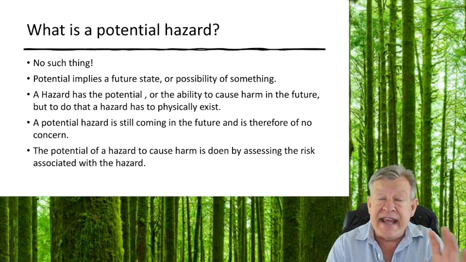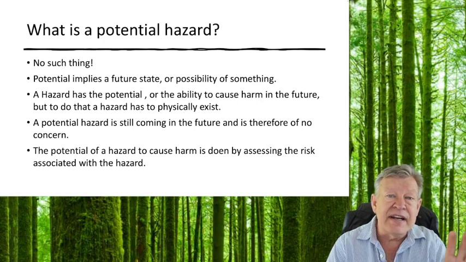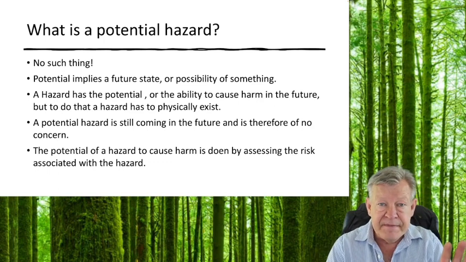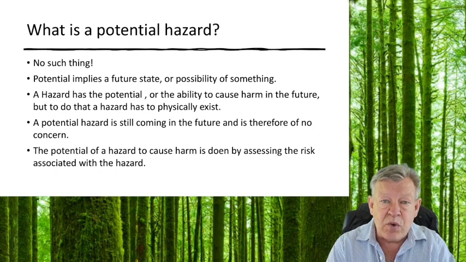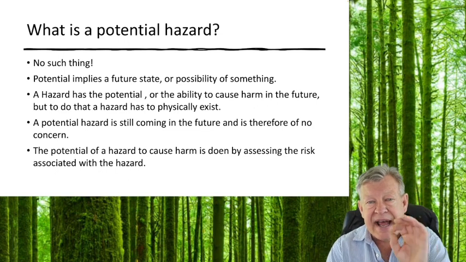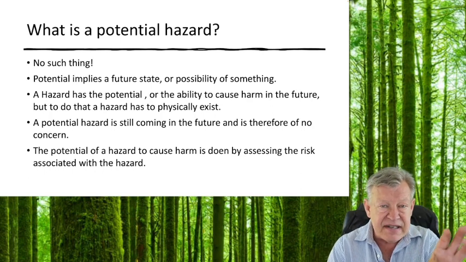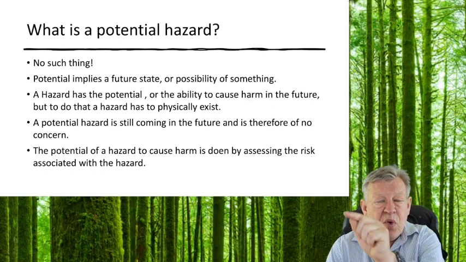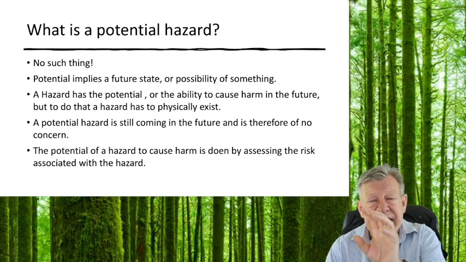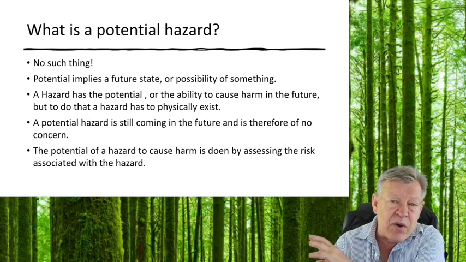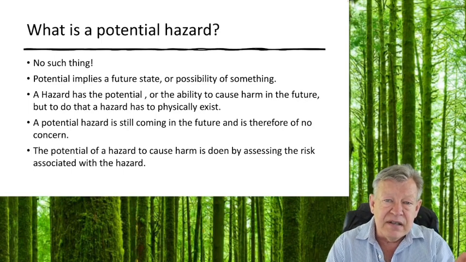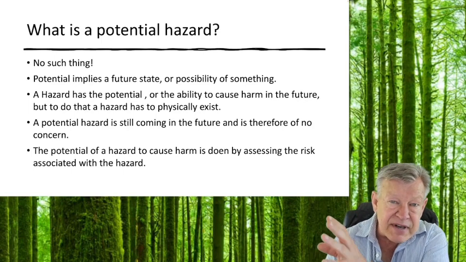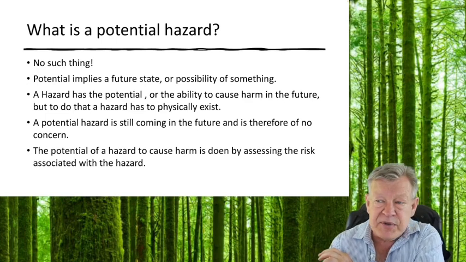A hazard is, or a hazard isn't. If there's no hazard, then it cannot cause harm. So please, a hazard that physically exists has the potential to cause harm. In other words, there is a possibility that it may cause harm. But there's no such thing as a potential hazard. There's risk, and risk is something that may happen in the future.